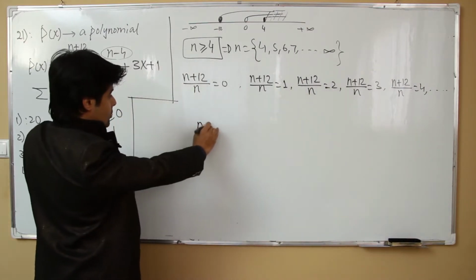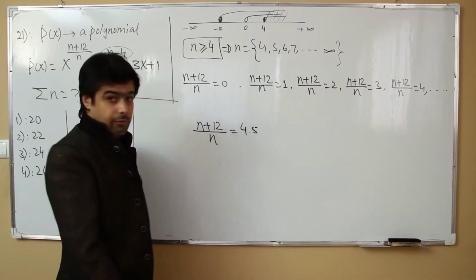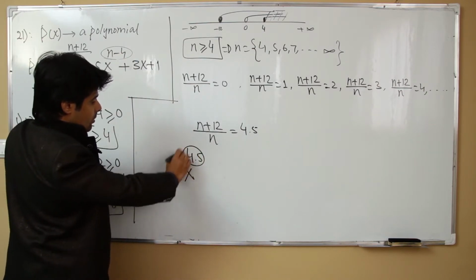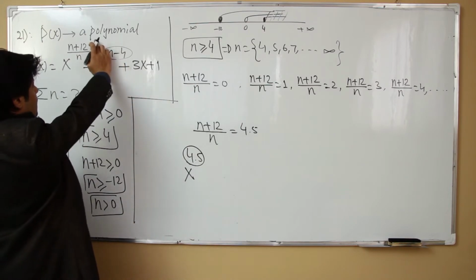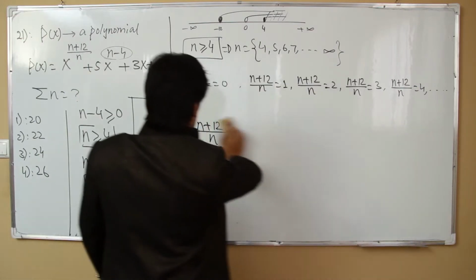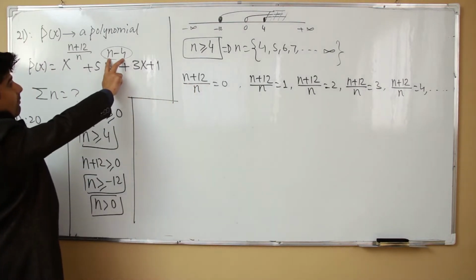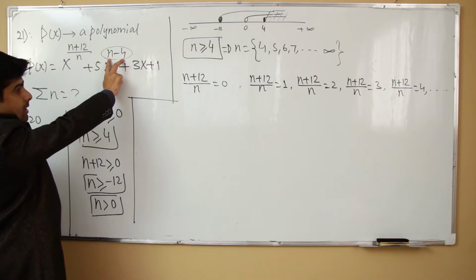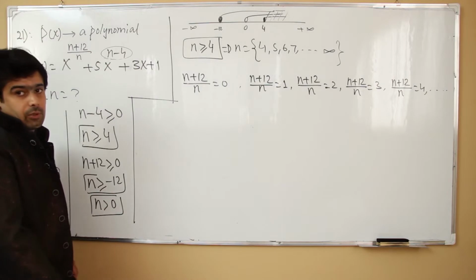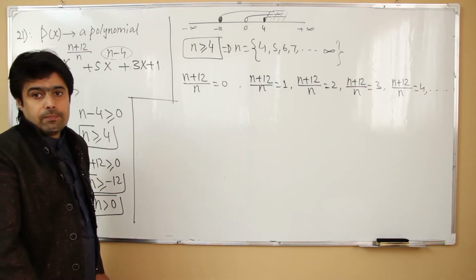But this n plus 12 divided by n cannot be a fraction number like 4.5. Why? Because if this one is a fraction, on that occasion it is not a polynomial, but the condition is that P(x) must be a polynomial. For this result, you have to find the value of n. But in here, we don't have any condition on the first power. Why? Because if you put 4 minus 4, it's 0, x to the power 0, it's a polynomial. If you put 5 minus 4, it's 1, x to the power 1, it's a polynomial.